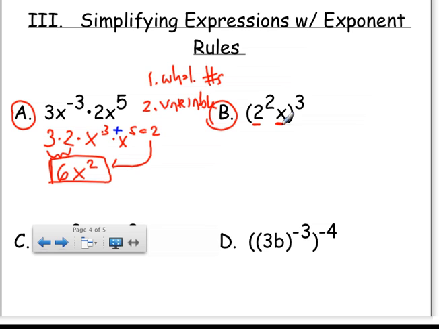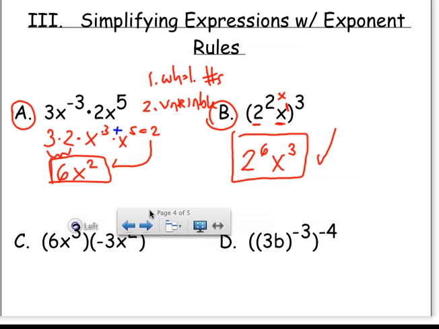2 to the second power, I'll raise that to the third power by multiplying. And x to the, well, the power there secretly is 1. And I'll get that new exponent by multiplying. 2 to the second power to the third power is going to become 2 to the sixth power, because I'm multiplying the exponents. And x to the first power raised to the third power is going to be x to the third, because 1 times 3 is 3. And that's my answer.